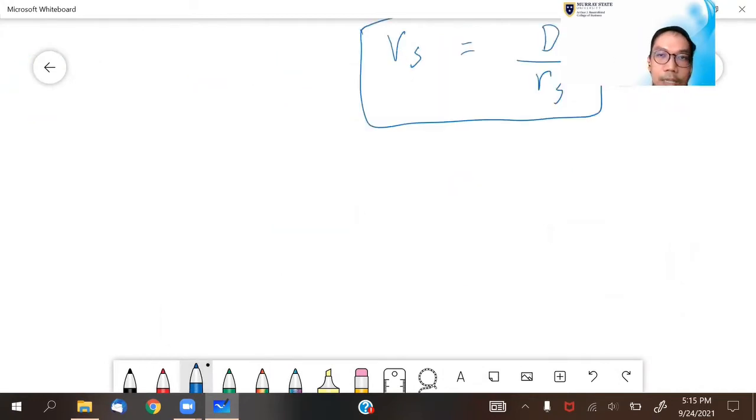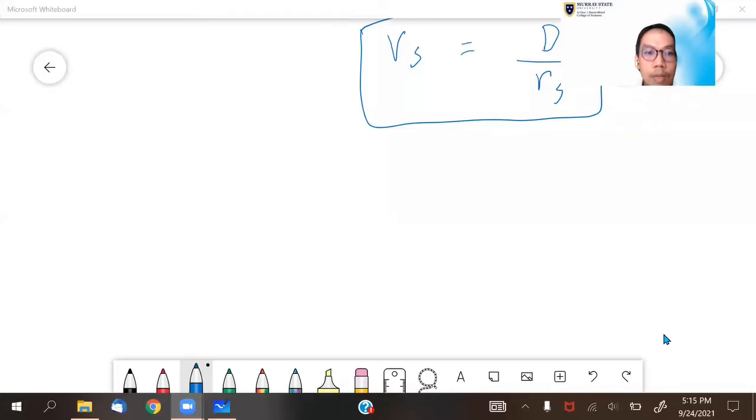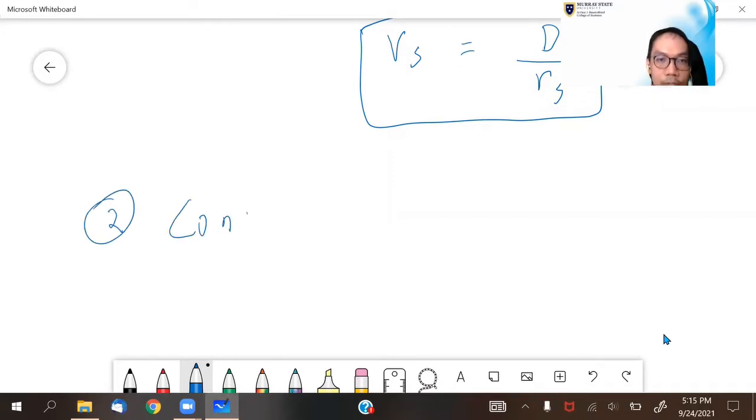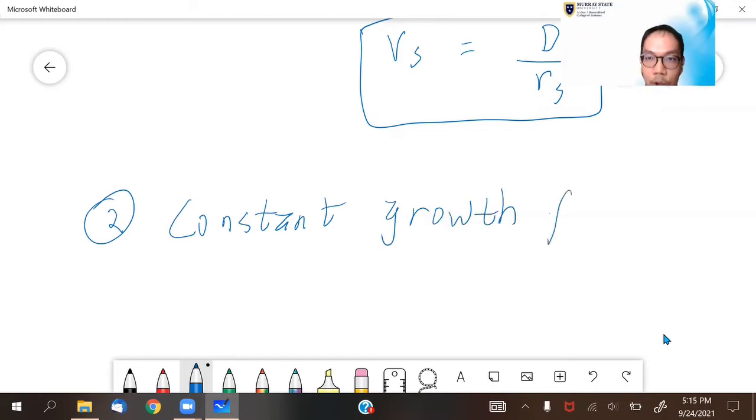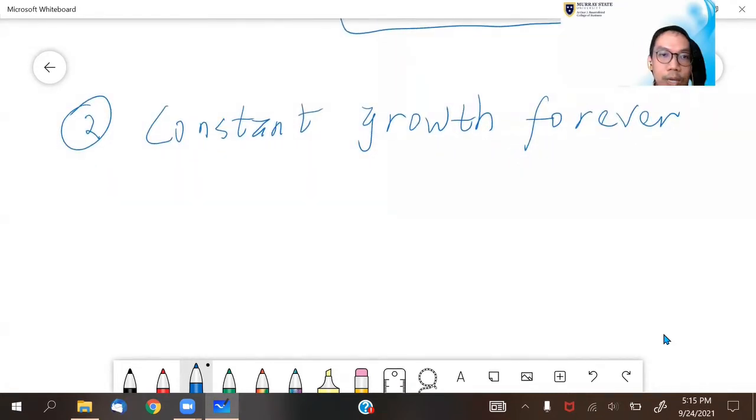So the second scenario is constant growth forever. So what is constant here? The growth, and the growth is constant forever. And you saw it today. If you want to determine the value of a stock, the value of an asset right now, I call it phi zero or phi null, you should equal the next cash flow.